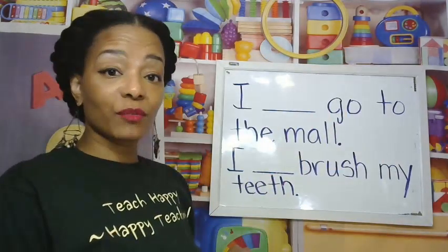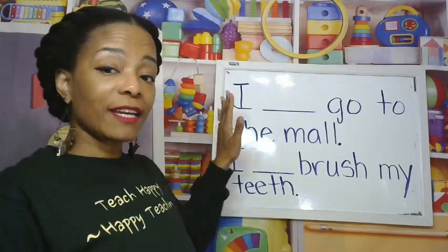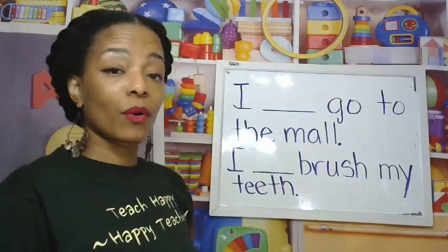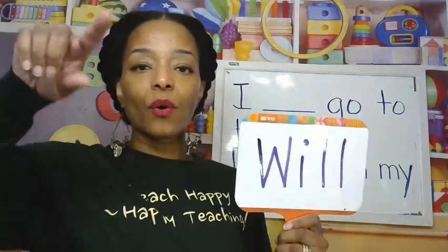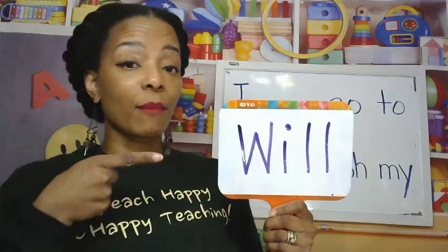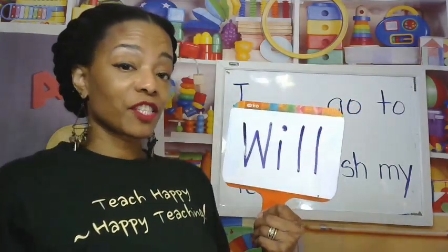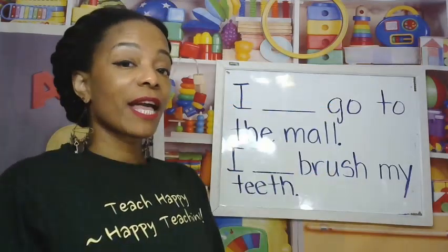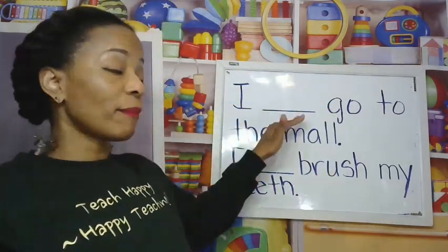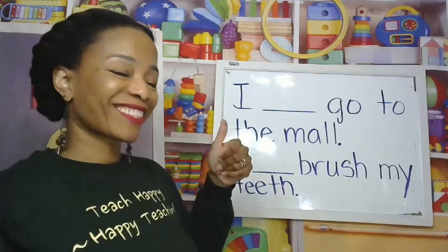I would have my student read the sentence. I go to the mall. Can you circle what word is correct? Will, might. They circle might. Great job. Have them read the sentence. I might go to the mall.